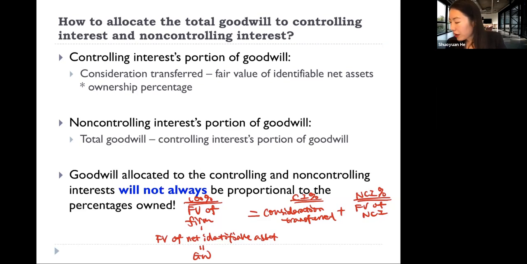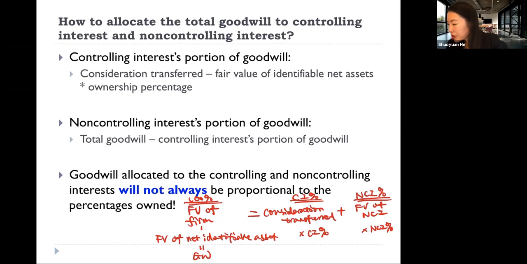And fair value of net identifiable asset can also be allocated between controlling and non-controlling interest according to the ownership percentage. So fair value of net identifiable asset, if we multiply it by the controlling interest percentage, that is controlling interest's part of the fair value of the net identifiable asset. And if we multiply this fair value of net identifiable asset by the non-controlling interest percentage, then we get its portion of the fair value of net identifiable asset.